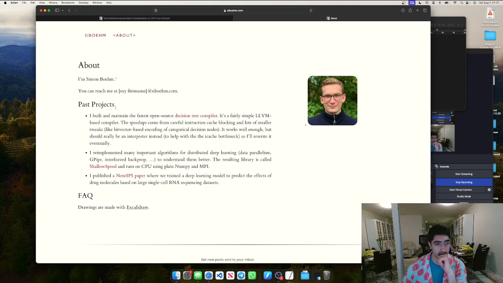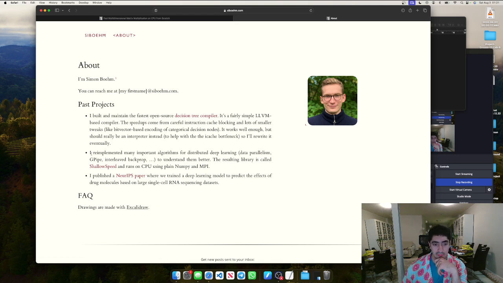So he's done these past projects. I built and maintained the fastest open source decision tree compiler. It's a fairly simple LLVM based compiler. The speedups come from careful instruction cache blocking and lots of smaller tweaks, like bit vector based encoding of categorical decision nodes. It works well enough but should really be interpreted instead to help with the cache bottleneck, so I'll rewrite it eventually.